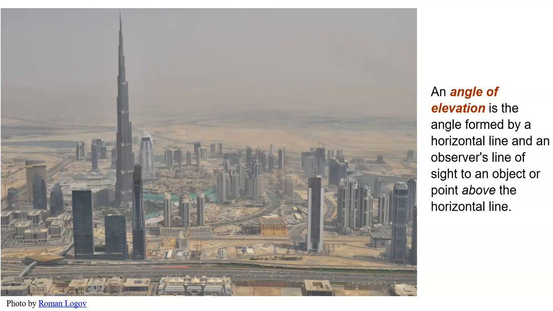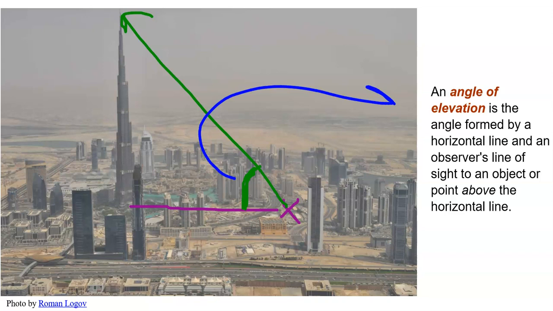So go ahead, pause the video, copy down this definition of angle of elevation, as well as that triangle that we had on the last page, which is an observer, represented by the X, looking at the top of the Burj Khalifa from a ways away. This here, that is the angle of elevation.